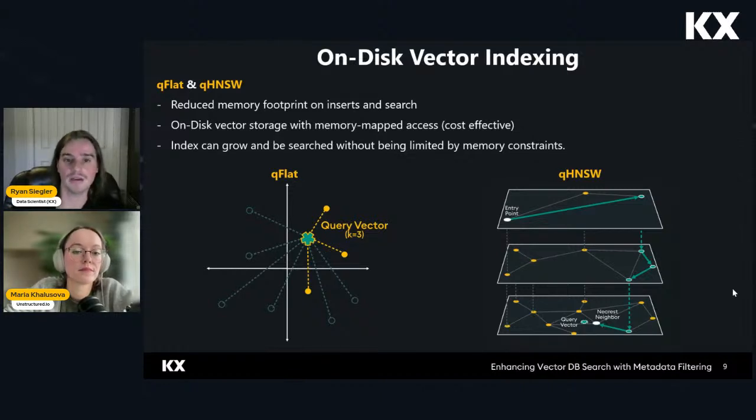And the nice thing about on disk too is that your index can grow and it's not really limited by memory constraints. So like a situation where you might be constrained on memory, say you're working on an edge device. In this case, memory may be limited, so using an on disk index may present a better option.